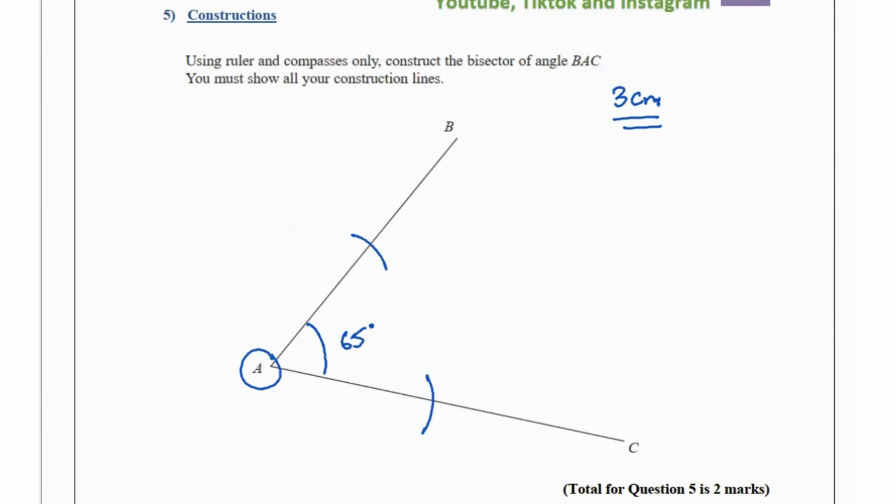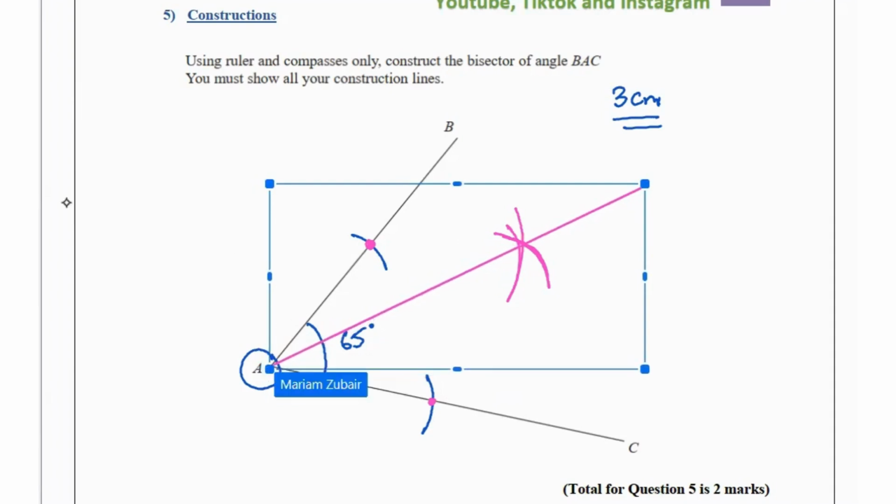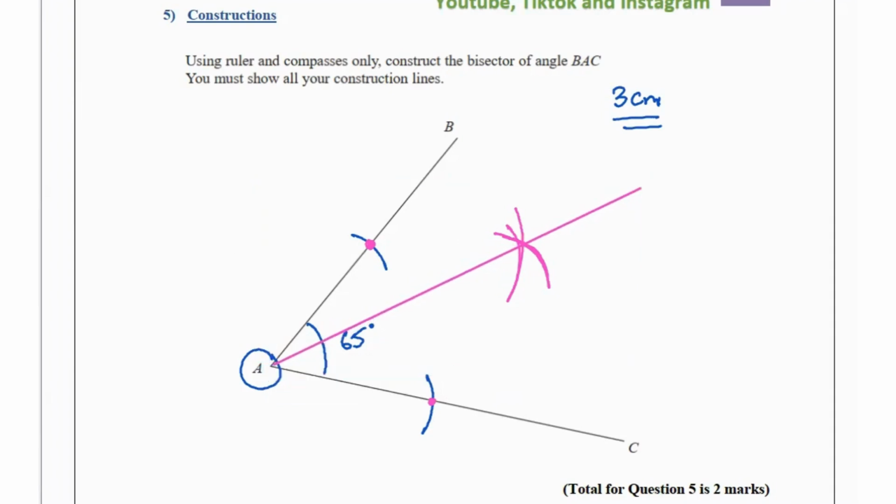Now, once you've done that, you will put your compass on line AB where you've drawn the arc, and using the same 3 centimeter length that the compass has been opened to, you will draw an arc over here. Then you bring your compass to line AC where you've drawn the arc and repeat the same steps and draw an arc from there. Once you've done that, you will join your point A to the intersection of the two arcs. And this line will be your angle bisector.